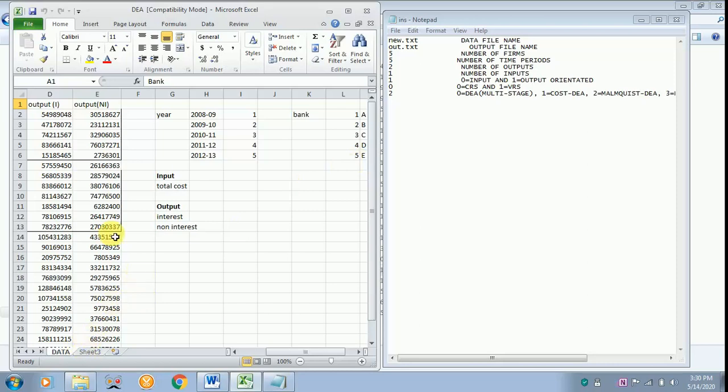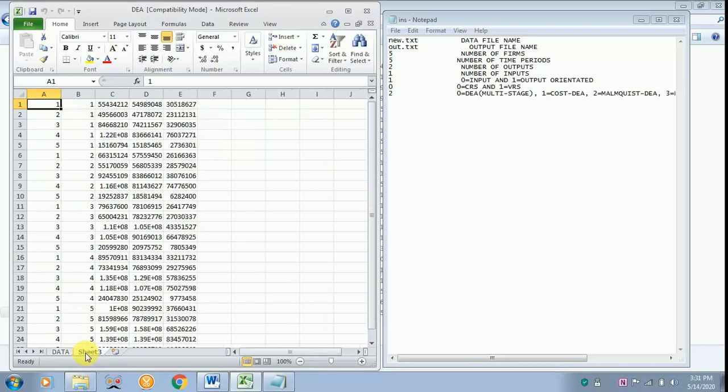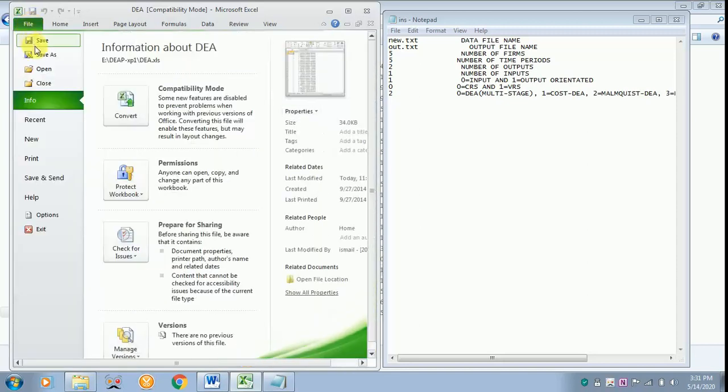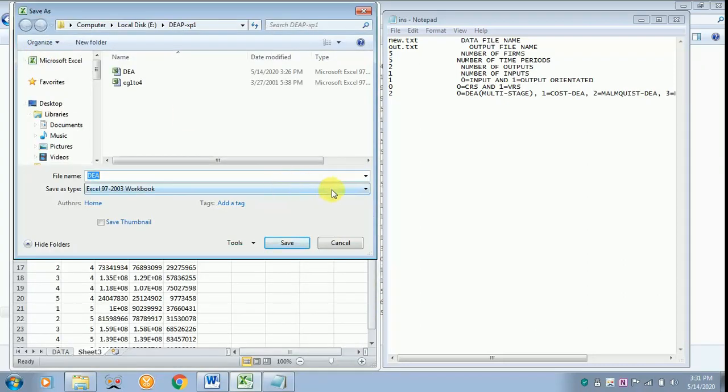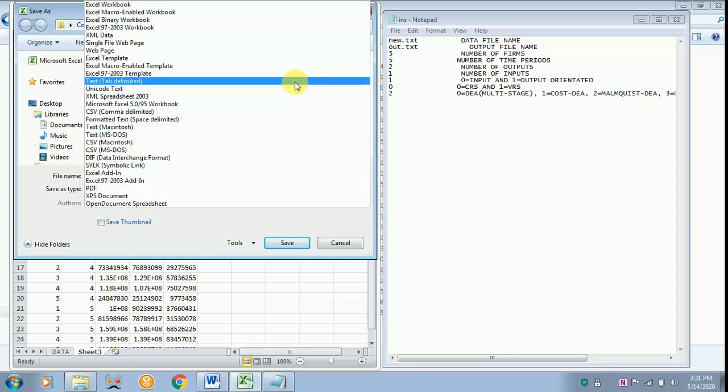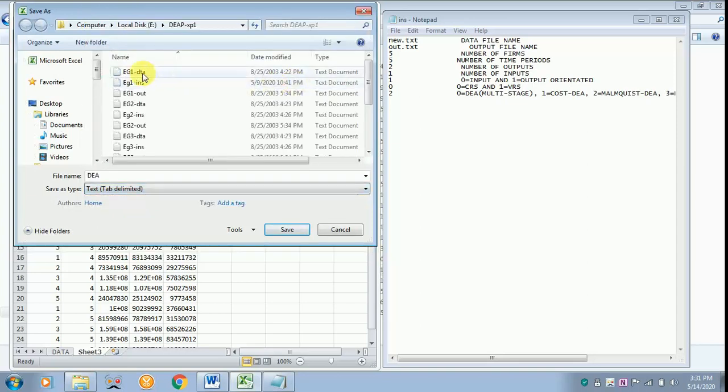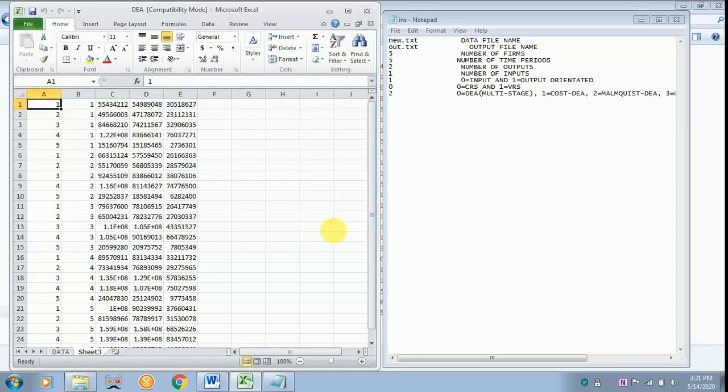Now, how to put this data into Notepad? It doesn't accept any variables, so you have to create it in a separate sheet. Go to File, select Save As. You should save as Text Tab Delimited, so it will come in this format and you have to save. Since I have already saved, I am not doing this, I am just cancelling it.